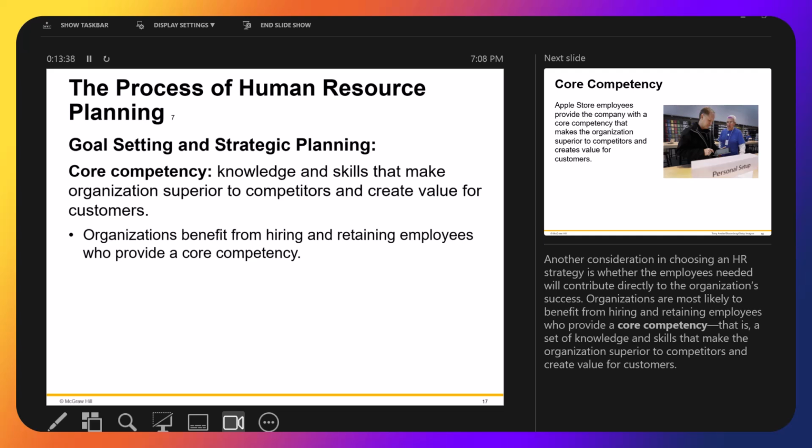Goal setting and strategy planning. So core competency, knowledge and skills that make organizations superior to competitors and create a value for customers. Organizations benefit from hiring and retaining employees who provide core competency. See, this right here is a couple of things when you have an organization. You must have good leadership, but there's something else that you must have, core competency. And I'll give you an example.